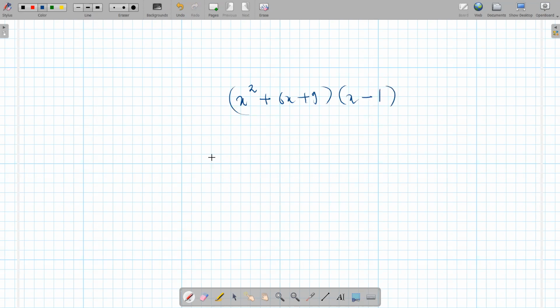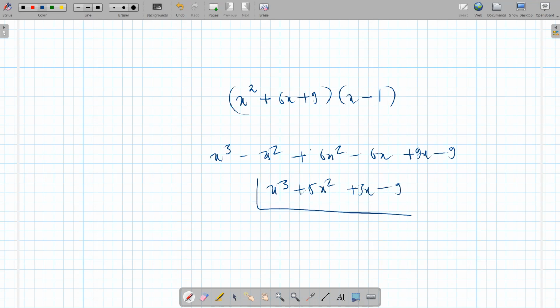So when you open this, you'd get a cubic function. Actually, we can just open it. It's going to take like 2 seconds. So plus 6x squared minus 6x plus 9x minus 9. Put the like terms together, you get something like this. See, this is a cubic function.